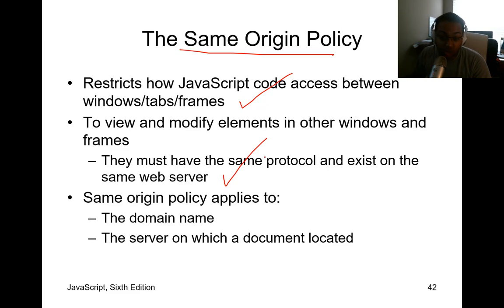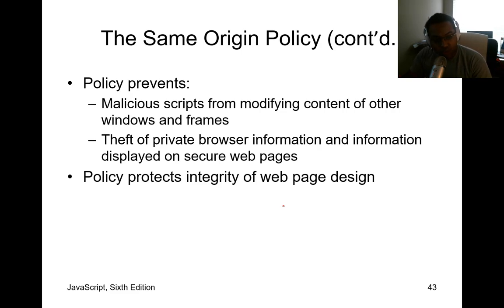The reason why is because if you could, it would be very easy for your domain to be compromised if you're using JavaScript. It applies to the domain name and the server on which the document is located. So, the same origin policy prevents malicious scripts from modifying content and theft of private information, and the policy protects the integrity of the web page design. Just know you can't move between domains. That makes it easier because individuals of ill repute who have malicious intent toward your code can't manipulate it.